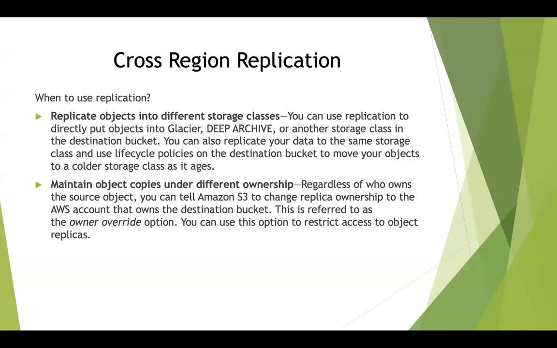So these are the two reasons why we need to use replication. One is if you want to replicate your objects into a different storage class in your destination bucket. And the second one is when you want to maintain object copies under different ownership, just to restrict some of the access and follow certain regulations.